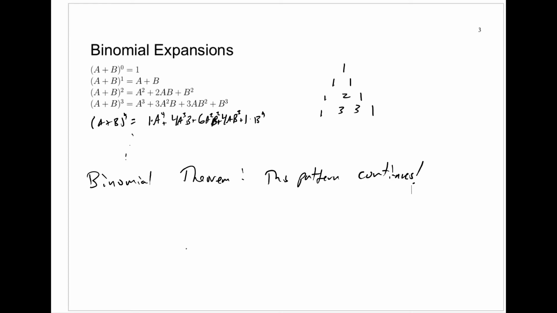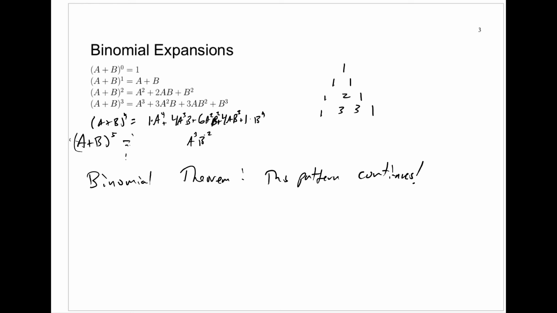Now, how could we demonstrate that the pattern continues? Well, I claim that as we go from A plus B to the 4th to the next one, A plus B to the 5th, it's a very natural thing that the coefficient of the term, and here I'll just write a single term, and I'll hope to convince you by doing so that this works everywhere. If I just want to look at a single term, say A cubed B squared.